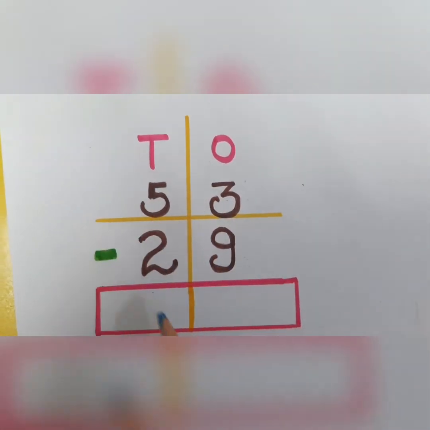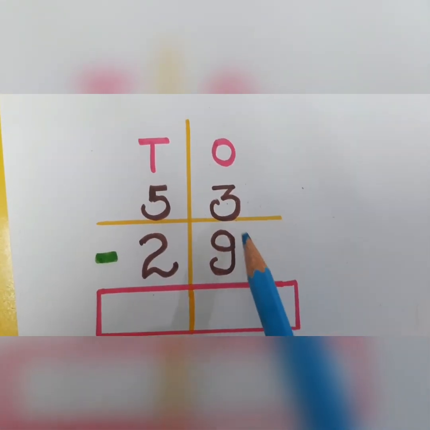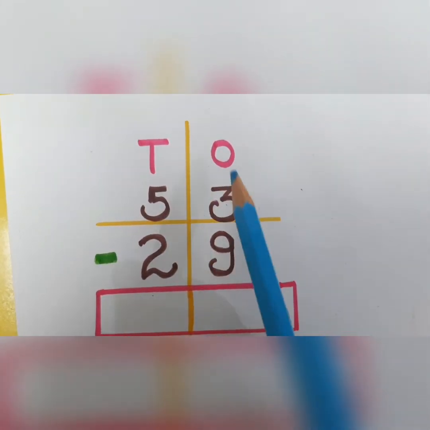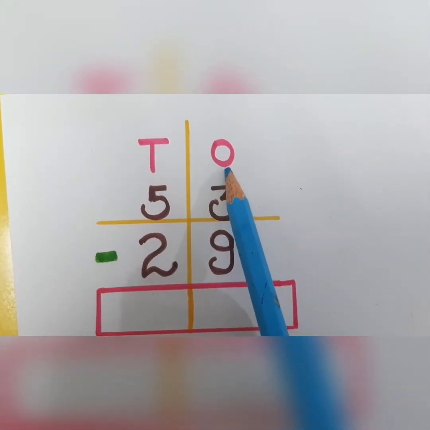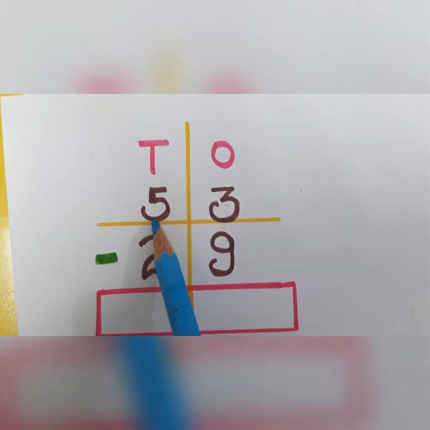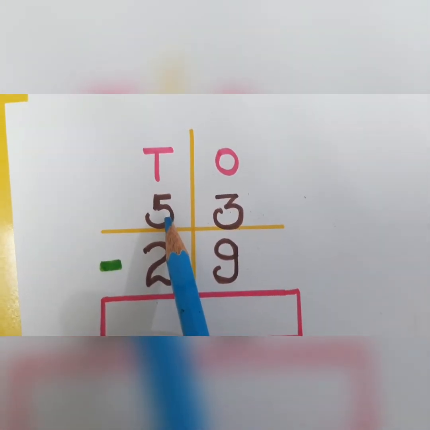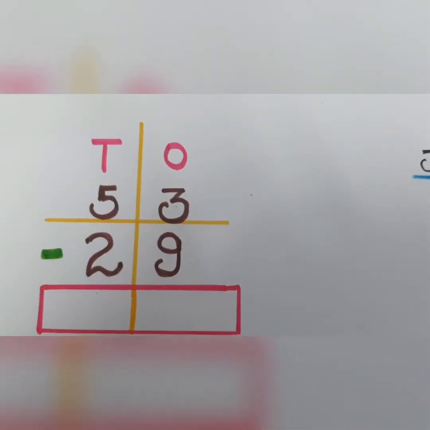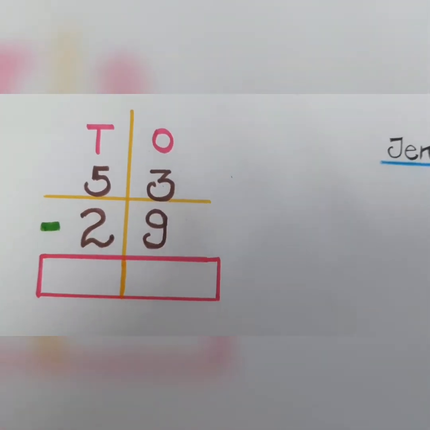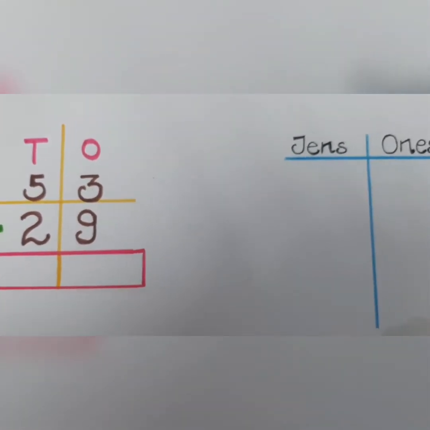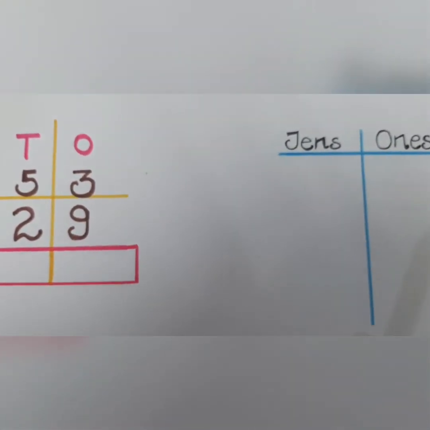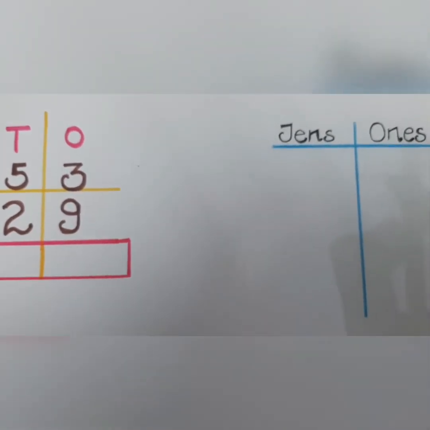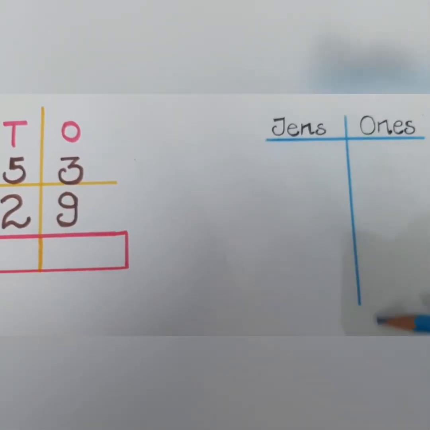And before writing a digit, we have to keep in mind the place value. So the digit at ones place will always be written at ones place, and the digit at tens place will always be written at tens place. Now before starting to subtract, I'll show you one more column that I have made for you. In your copy also you can make these two columns, ones and tens, for your convenience.